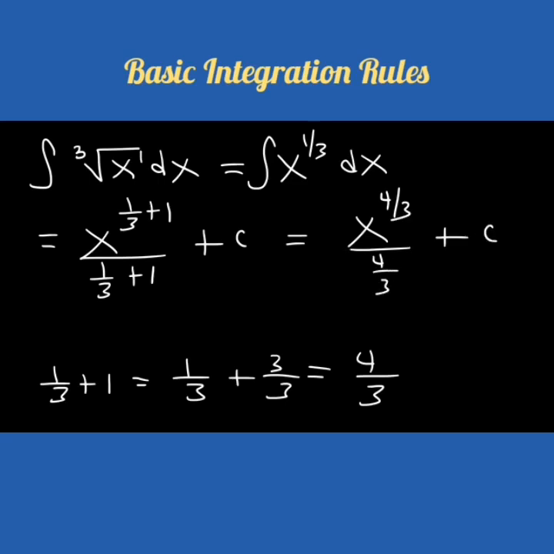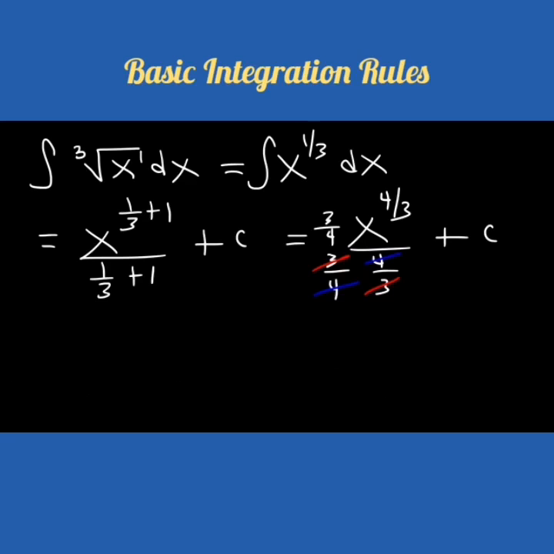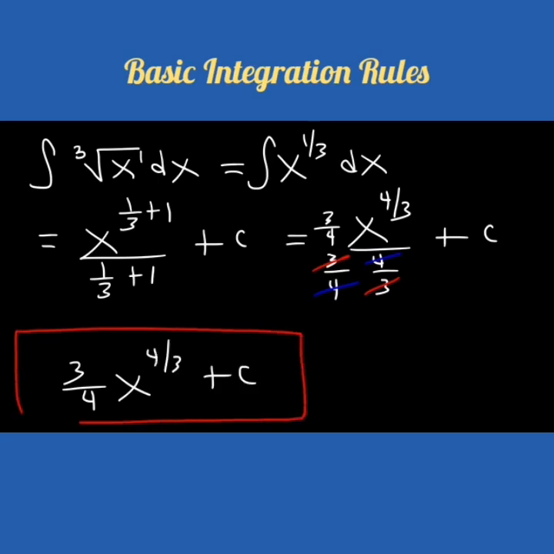Then, multiply both numerator and denominator by 3 over 4, or the reciprocal of the denominator. So that, makakancel 3 and 3, then 4 and 4. So, magiging 3/4 x raised to 4/3 plus c. So that is the final answer.